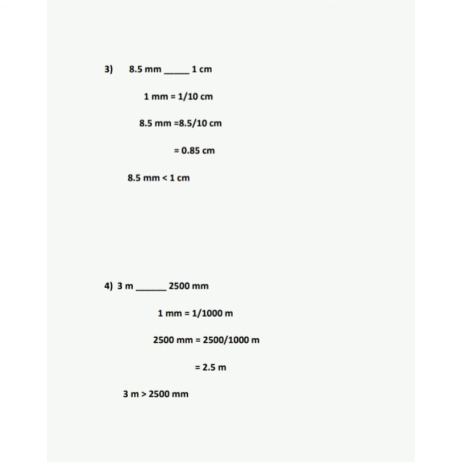Now we have to compare 3 meter and 2500 millimeter. We get this answer: 3 meter is greater than 2500 millimeter, because when we compare 3 meter and 2500 millimeter, 3 meter is big. So the answer is 3 meter greater than 2500 millimeter.